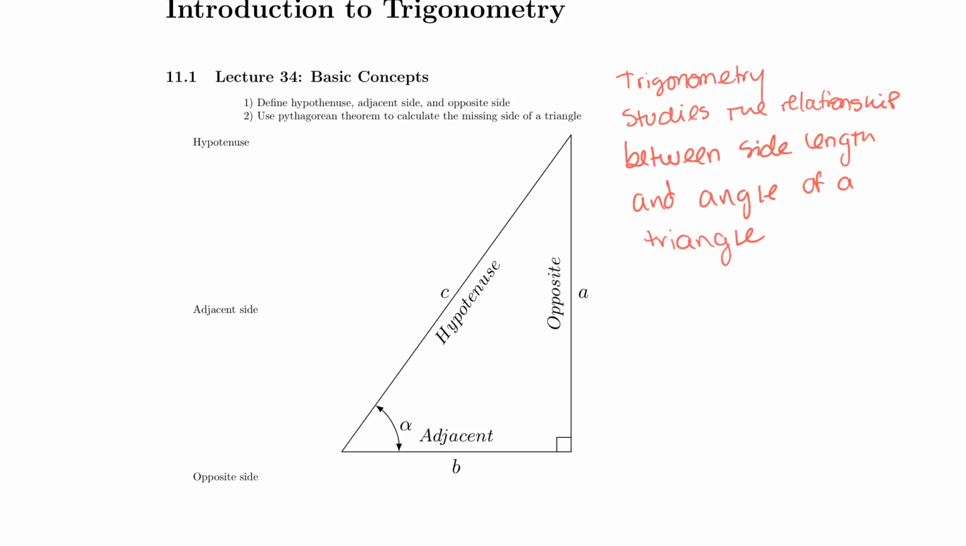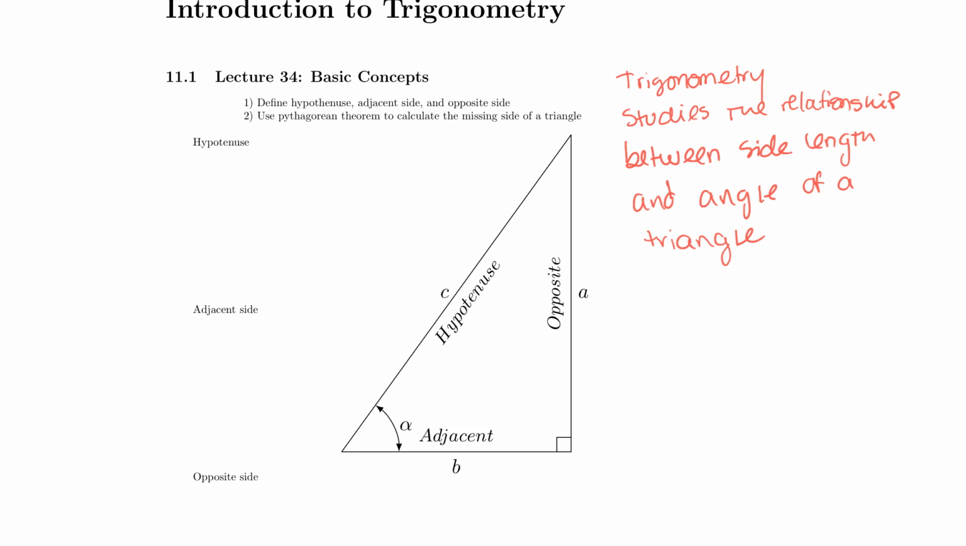Okay, so let's start. Let's see first the basic concepts of trigonometry. And on your right here, we have a right triangle. How do we know it's a right triangle? Because it has a right angle. And we are going to study the parts of this right triangle.